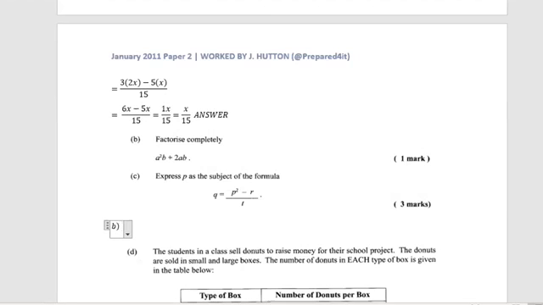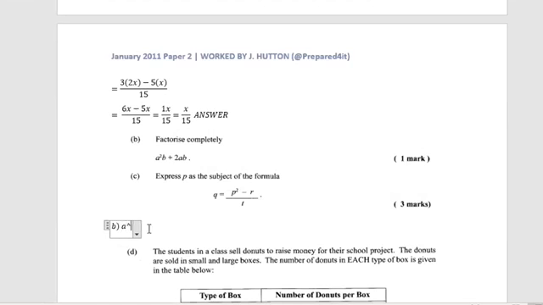So when you find the common element, it goes on the outside, and then you use this common element to divide into each term, and the resulting answer will go in a bracket. And as you can see, this one should be easy as it is only 1 mark.